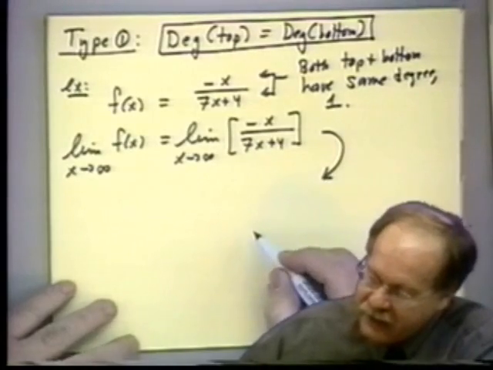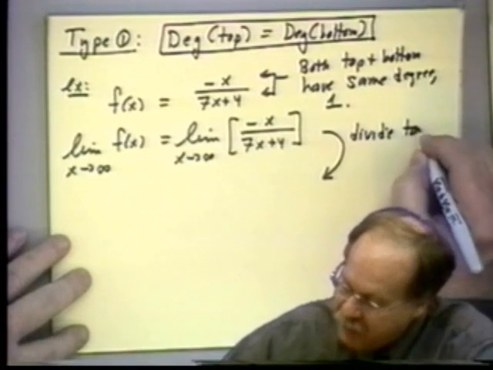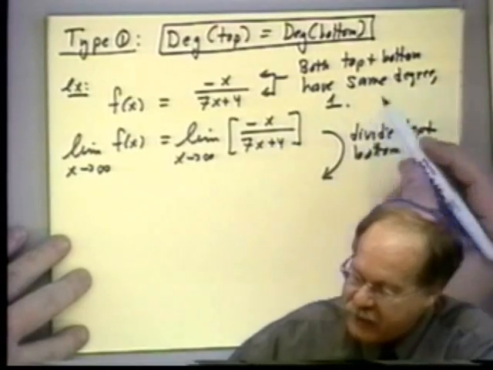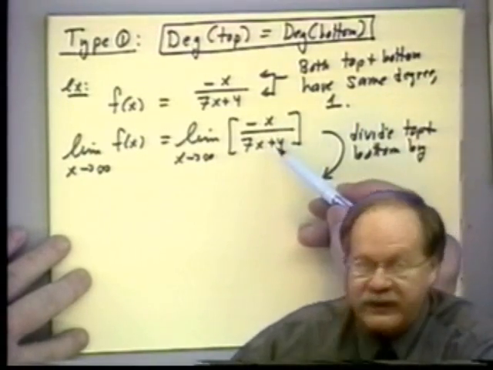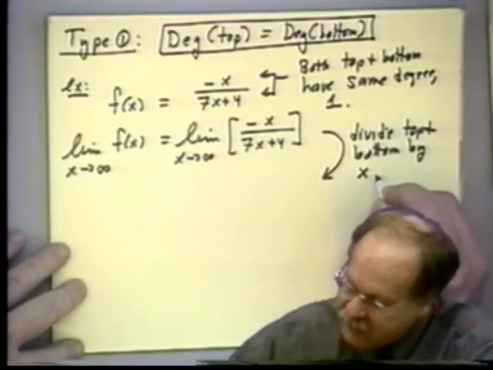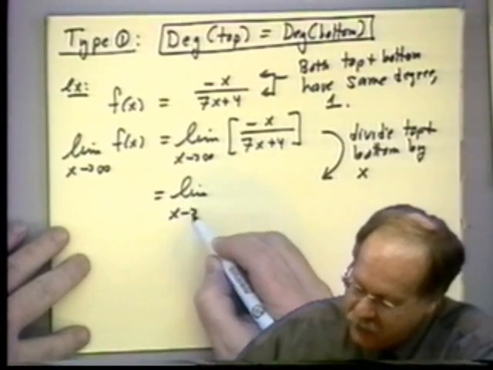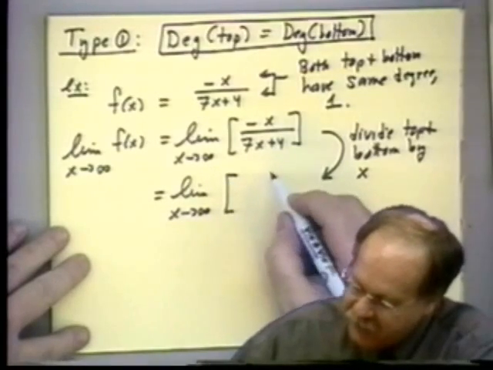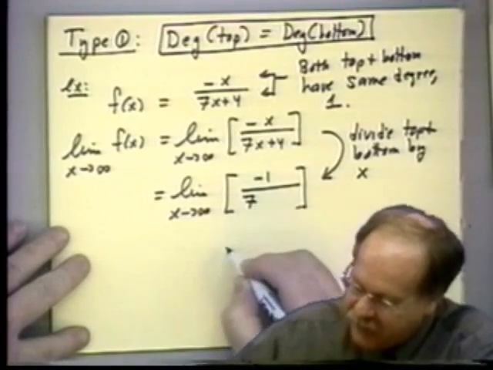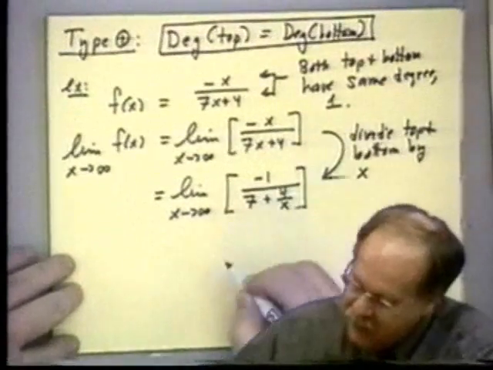So here is a very standard technique that will allow you to see what's happening here. If you divide top and bottom by whatever that common degree is, that is 1 in this case, if you divide by the power of x that has that degree, in this case just x, watch what happens. We take the limit as x goes to infinity. On the top now, by dividing by x, we're left with minus 1. Well, that's nice. On the bottom, we divide 7x by x. We're left with 7. And then when we divide 4 by x, well, we get 4 over x.